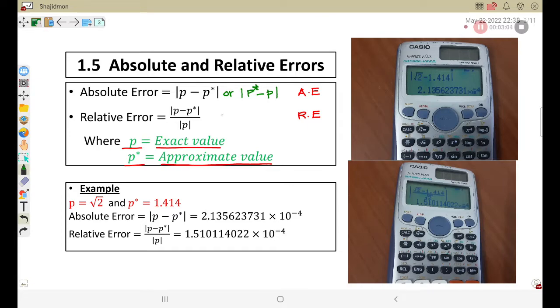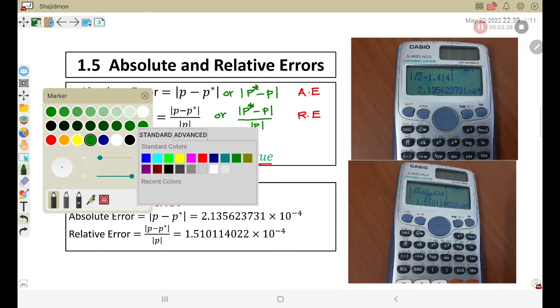In the same way, relative error can also be written as absolute of P star minus P, divided by absolute of P. I just interchanged P and P star: P star first and P second. You can use this rule for finding relative error too. Here is a simple example of how to do absolute error and relative error, and I have also shown on this side how to find the value from the calculator. Use the same way when doing questions.